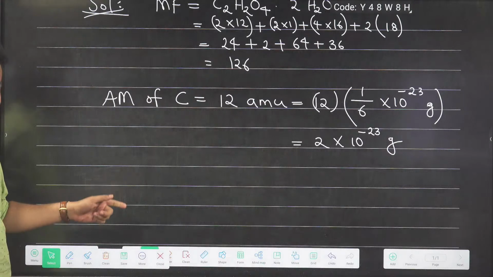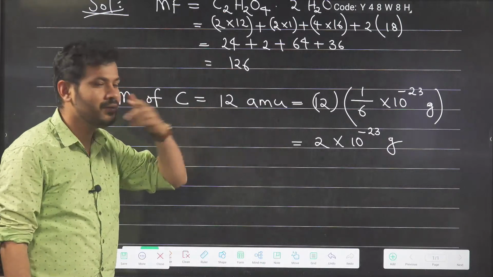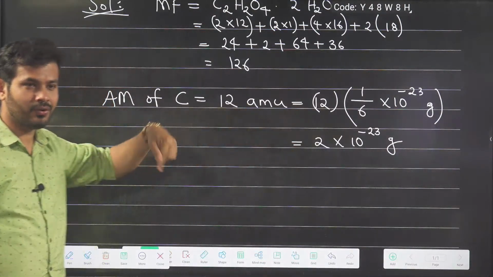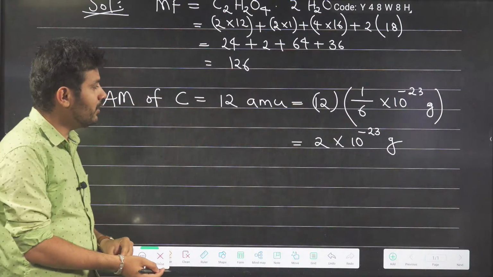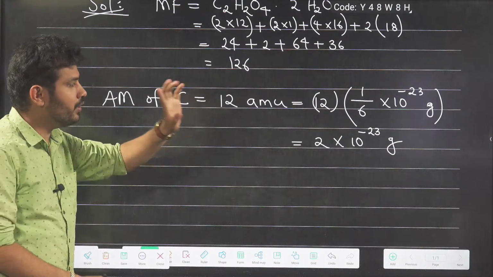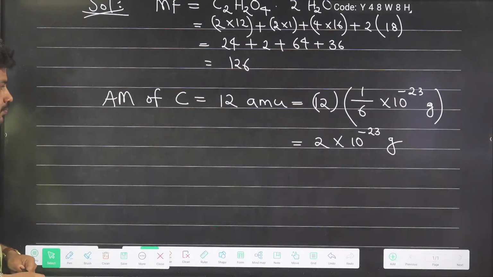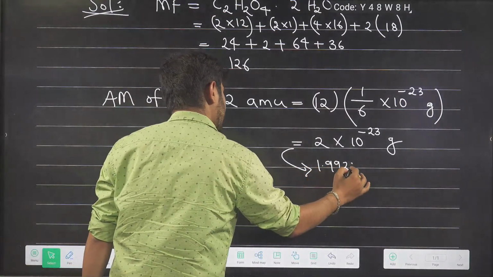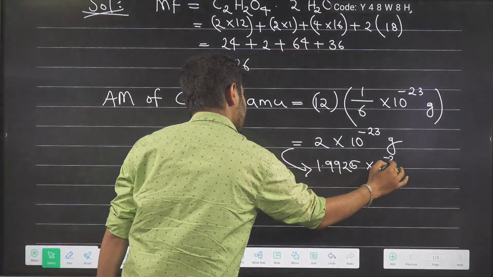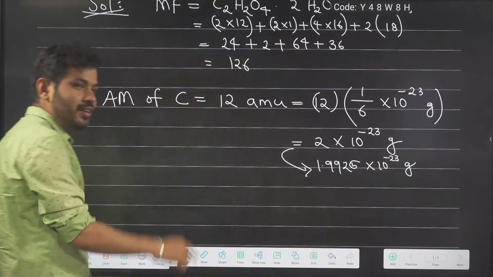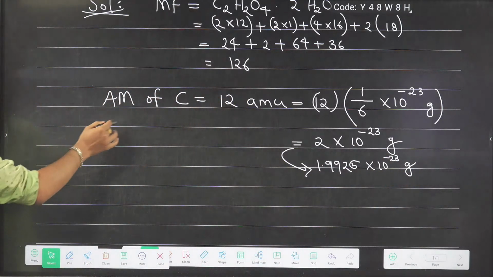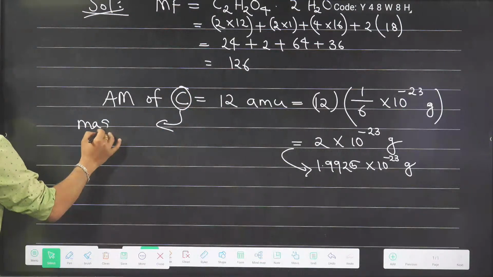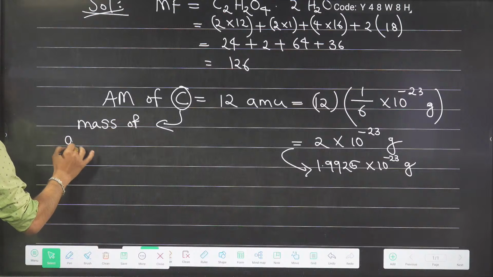Can you just imagine what is the mass of one single carbon atom? It is actually 1.99 into 10 to the power of minus 23, which we have got from the spectrometry method. But approximately I can say 2 into 10 to the power of minus 23. The exact value is 1.9925 into 10 to the power of minus 23 grams. And that mass we cannot feel. Atomic mass of carbon means this is the mass of a single carbon atom.